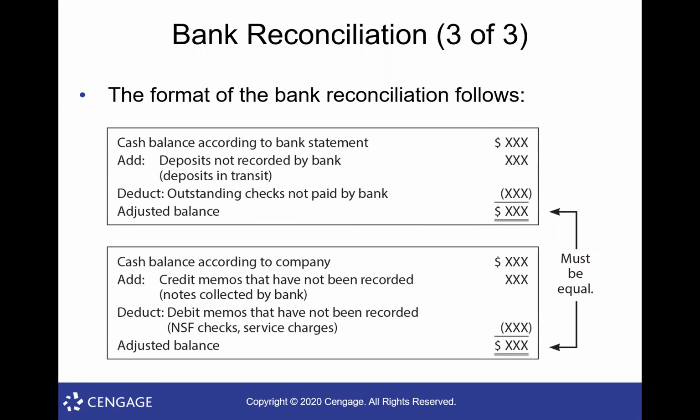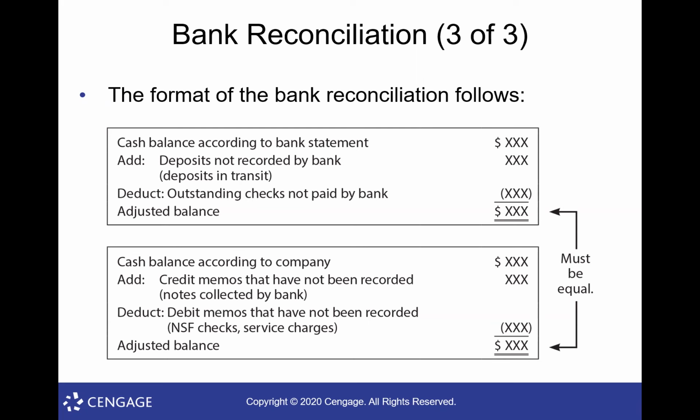On the one side, we start with the cash balance according to our bank statement. We add any deposits not recorded by the bank yet. They call those deposits in transit, meaning I've deposited them, but they're not showing up there. We'll deduct any outstanding checks that have not been paid. So checks we've written, but have not yet been paid by the bank. And that will give us an adjusted balance.